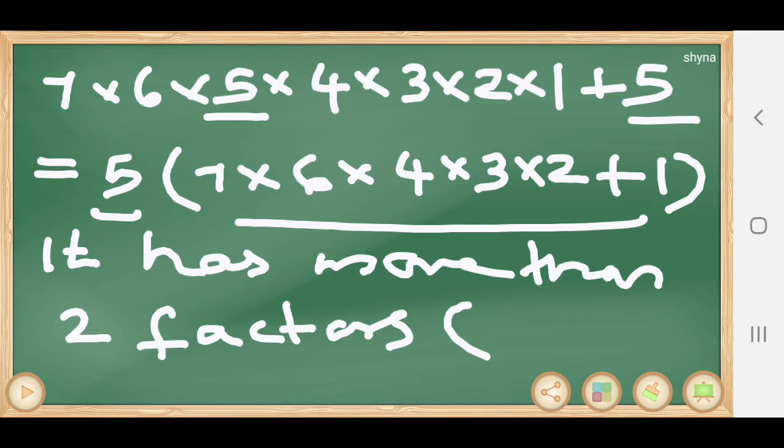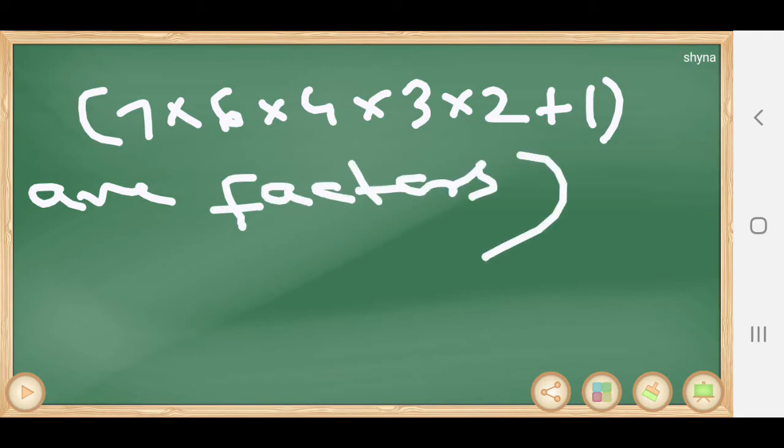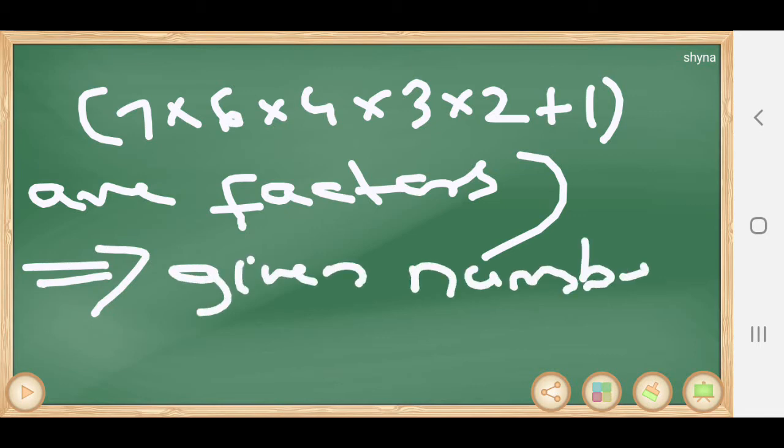It has more than 2 factors. I write the 5, 1 in the bracket, and the other factor is 7 into 6 into 4 into 3 into 2 plus 1. These are factors. Implies given number is a composite number.